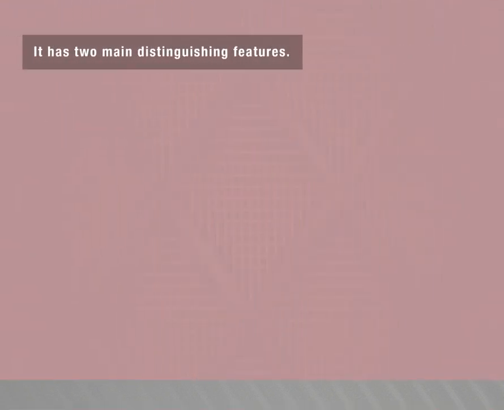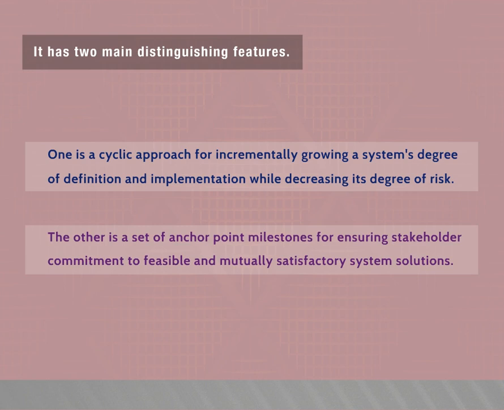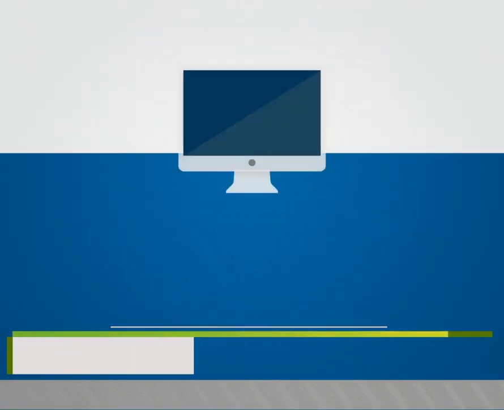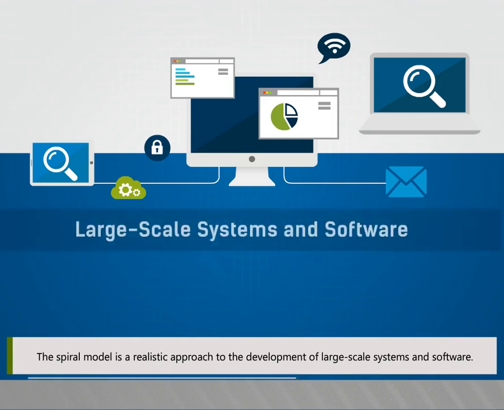It has two main distinguishing features. One is a cyclic approach for incrementally growing a system's degree of definition and implementation while decreasing its degree of risk. The other is a set of anchor point milestones for ensuring stakeholder commitment to feasible and mutually satisfactory system solutions. The spiral model is a realistic approach to the development of large-scale systems and software.